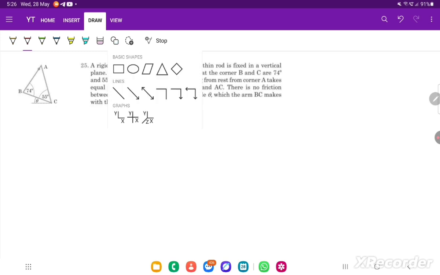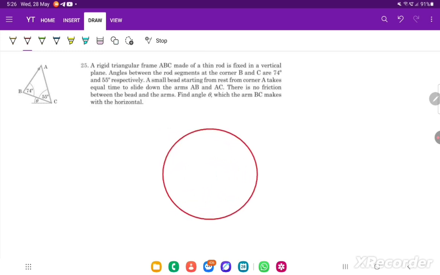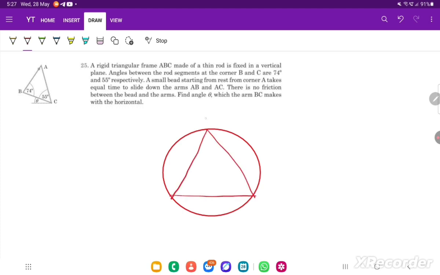So let me take a circle, this one, okay, let it be here only. Let's say this is A, B, C. A is the topmost point of the circle. This one is, let's say, B. Okay, this was a bit tilted like this. This one is B, this one is C, and this is a horizontal line. This angle is theta, and we are supposed to find theta.